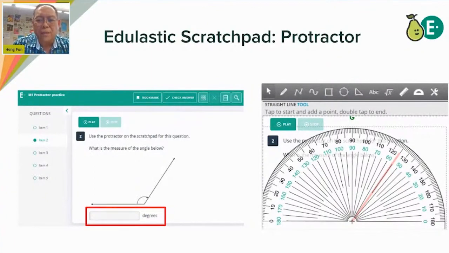On this question here, you have to click on the scratchpad, and then you can relocate the protractor. But then you click on the scratchpad again, and then you can put the answer back into that question.